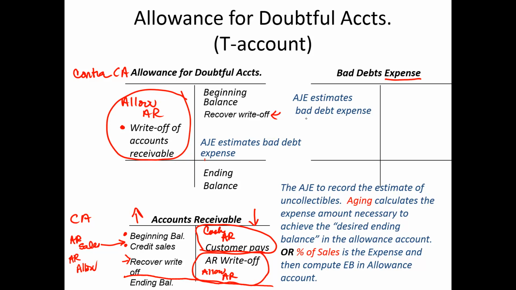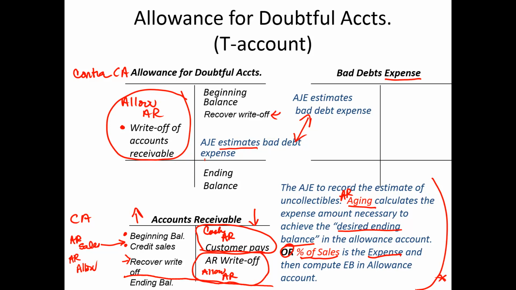Also, at the end of the period, we know that we're going to make an adjusting journal entry, and it's going to be for an estimate. And that estimate is based upon either an accounts receivable method, which is known as aging, where it calculates the desired ending balance in the allowance for doubtful accounts, or we're going to use a method that's based on sales, and that sales method instead gives us the amount of the expense. So this is the key takeaway that you want to remember after the next couple of videos, that the aging method gives you the EB, the ending balance, whereas the percentage of sales method gives you the expense, and then you have to compute the ending balance. So more on that adjusting entry in the next video.